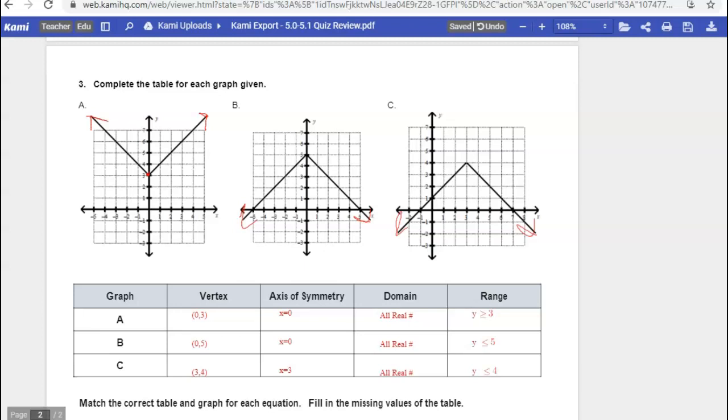So I'm just going to go through this first one. The vertex is a point, 0, 3. The axis of symmetry is right here. It's something that you can flip over and they're mirror images of each other. That's one of our definitions from back at the beginning of the chapter. In this case, it's written as x equals 0. Over here, x equals 3. Domains, possible x's are always all real numbers. Ranges, y greater than or equal to 3.